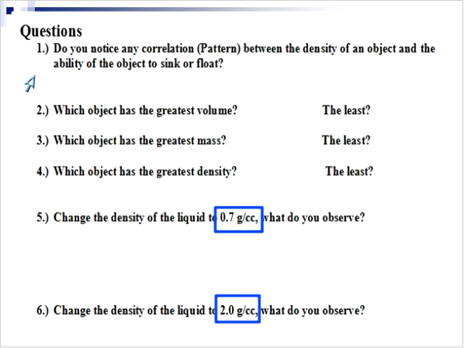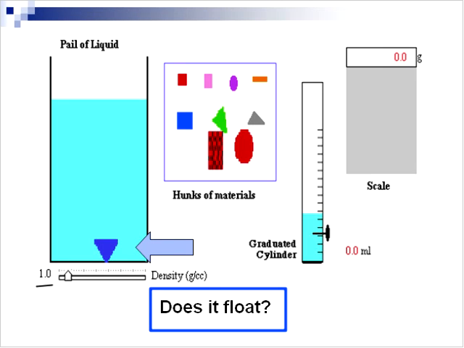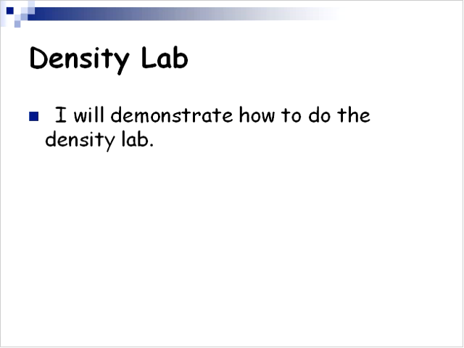At the bottom of that worksheet, I have these questions which you are to answer, and you need to answer all of them. Numbers 5 and 6 have you change the density of the liquid to 0.7 grams per cubic centimeter and to 2. You would put everything in at 1, then change it to 0.7 and tell me what happens. Then you move it to 1 again, change it to 2, and tell me what happens.